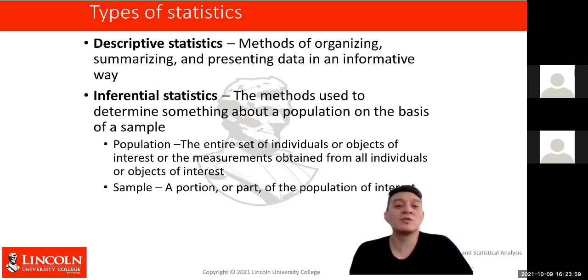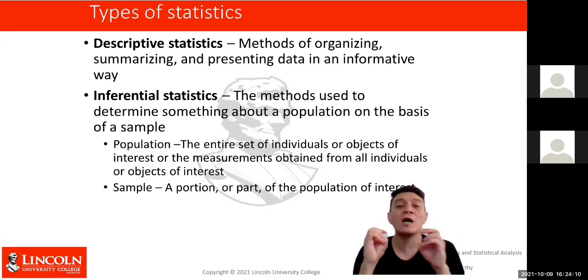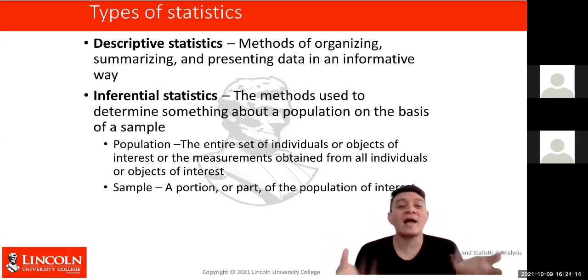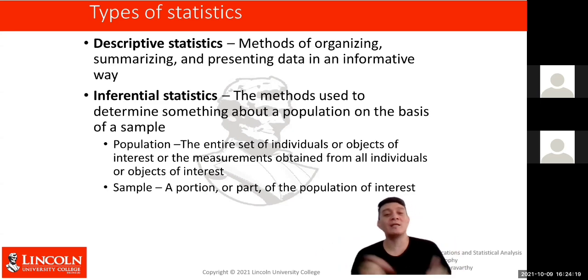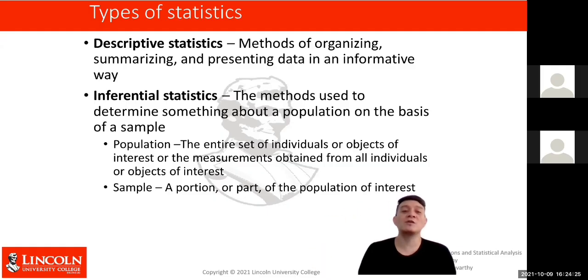This method is used to determine something about a population on the basis of a sample. For example, the population is the entire set of individuals or objects of interest, or the measurements obtained from individuals or objects of interest, which means you're trying to make a diagnosis of the entire population. A sample is a portion or part of the population of interest. Diagnosing only a portion or part of the population of interest is what you call inferential statistics. Inference means diagnose.